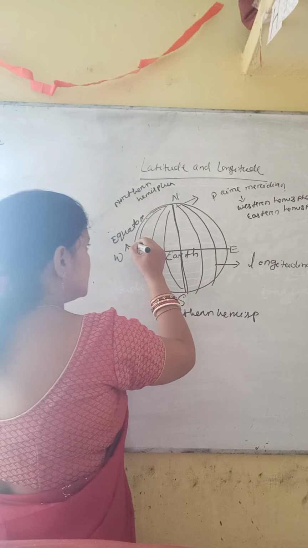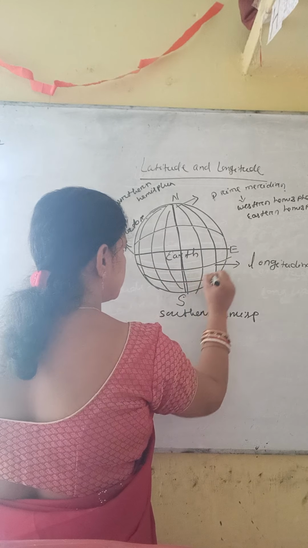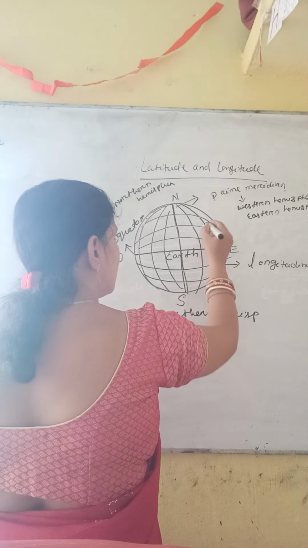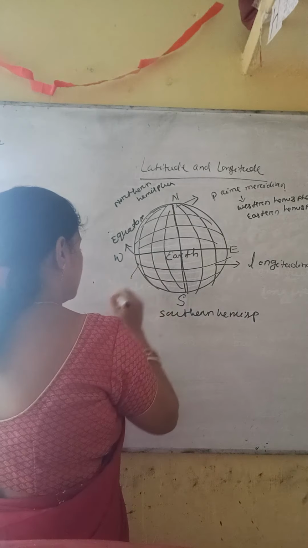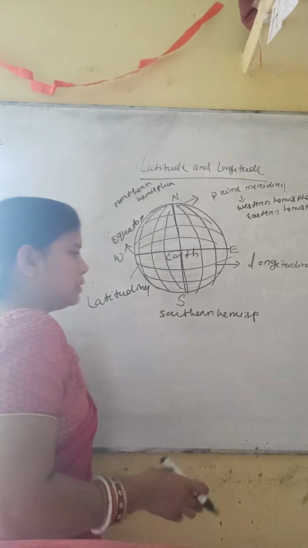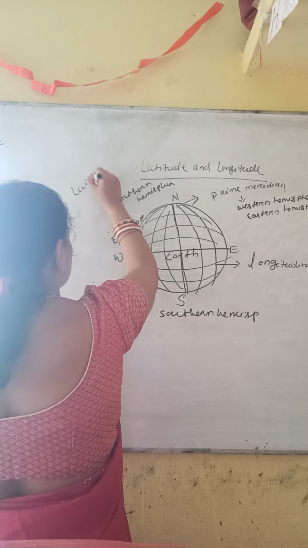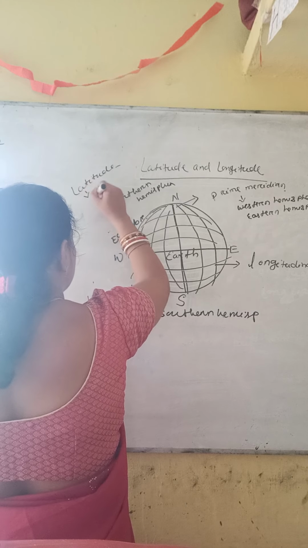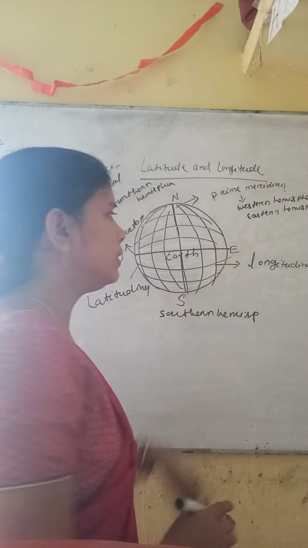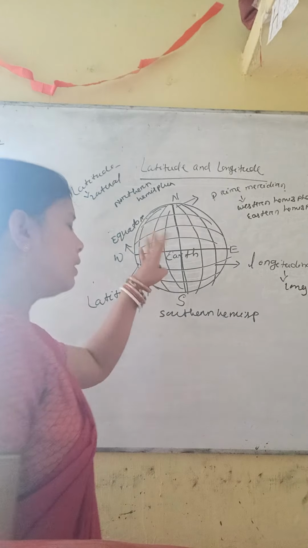And all these parallel lines that stretch from west to east are called the latitudinal lines. What is it called? Latitudinal lines. Latitude is called lateral, so all the lateral lines are called latitude, and the long lines are called longitude. Okay.